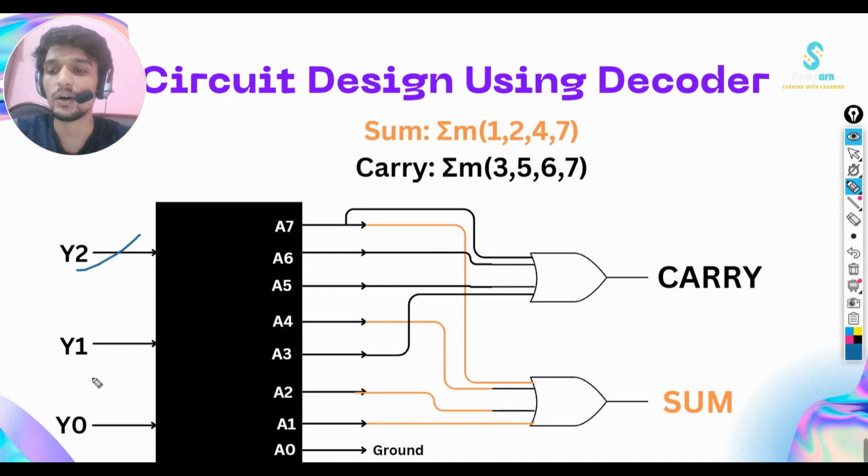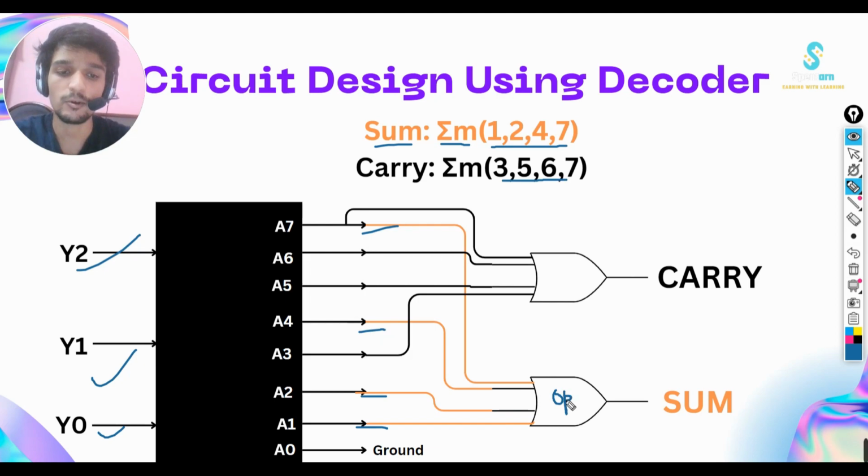Okay, so we have Y2, Y1 and Y0 as input. We have already seen that whatever min terms we get, we have to use the OR gate with them. To represent the sum, I have used this orange color. This sign represents the min term, sigma m. We have 1, 2, 4, 7 for the sum. So we'll use the first pin, the second pin, the fourth pin, and the seventh pin, which get ORed. We'll use an OR gate here because these are the min terms we have, and we'll get the sum.